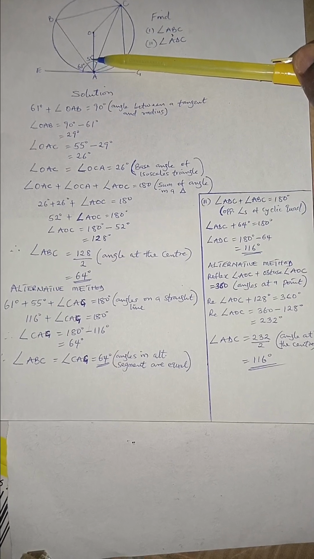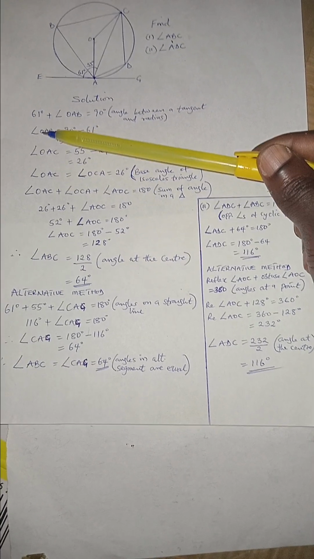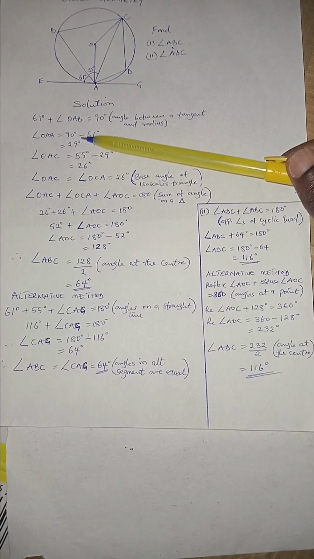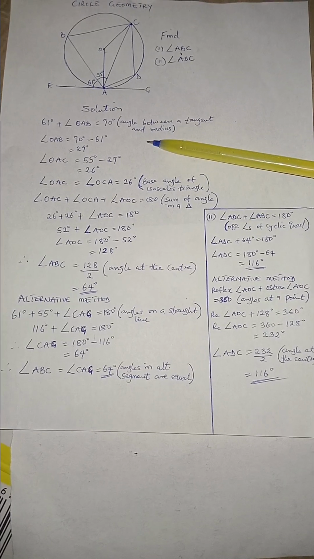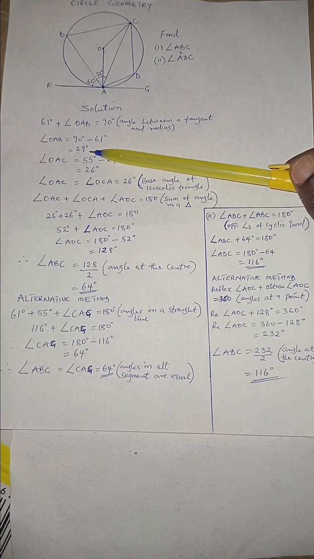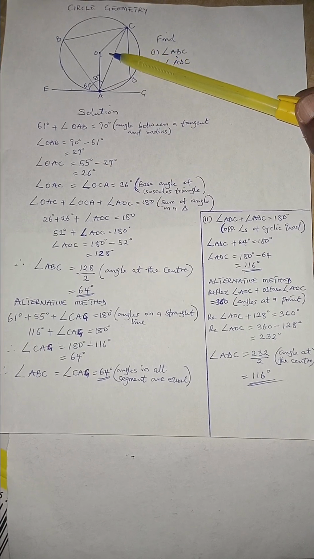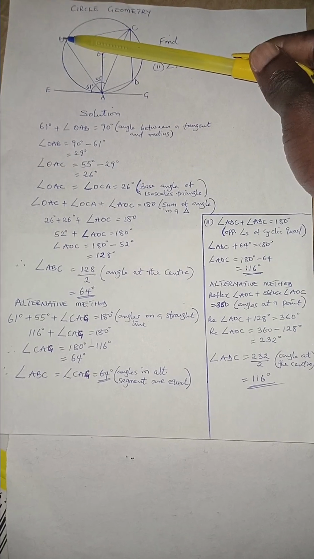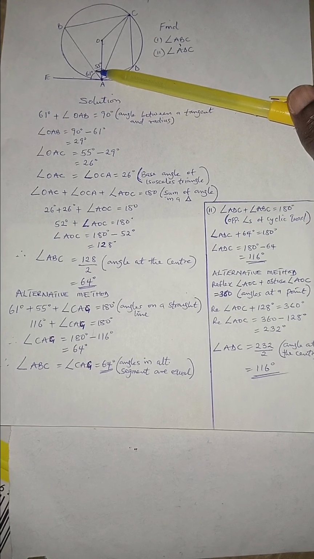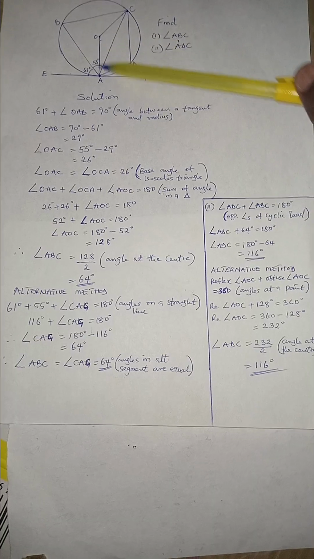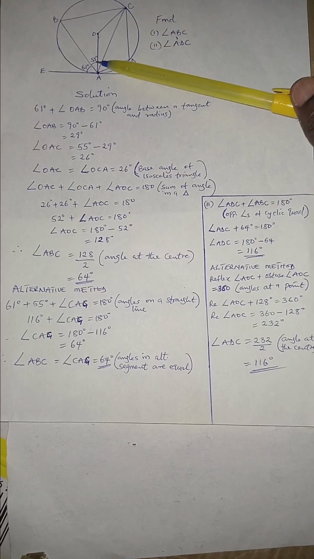So let's first find this angle. Angle OAB equals 90 minus 61, the reason being the angle between the tangent and the radius, and that is 29 degrees. So 29 degrees is for angle OAB, that is this small angle here. Also from the diagram, we are given that angle BAC is 55 degrees.